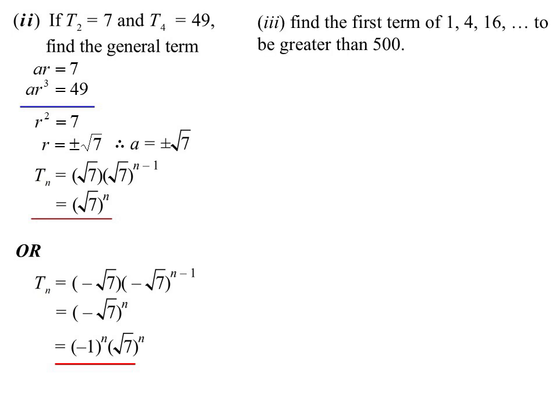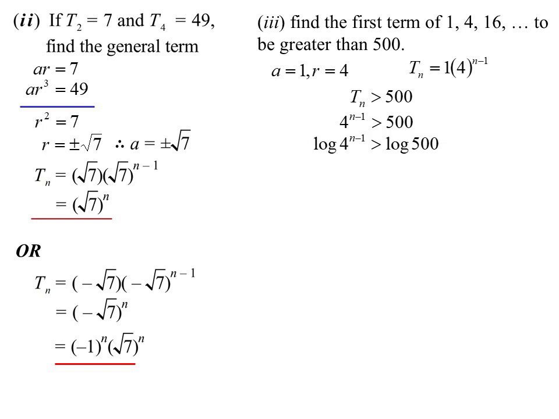How about this pattern? 1, 4, 16. What's the first one that's going to be bigger than 500? Right, first term's 1. We can see the ratio is 4. The general term then, wow, I don't need the 1 out the front. 1 times anything's 1. So it's just going to be 4 to the power of n minus 1 is greater than 500. We've got ourselves an exponential inequation to solve. Log both sides. That's how we can get that out of the power.